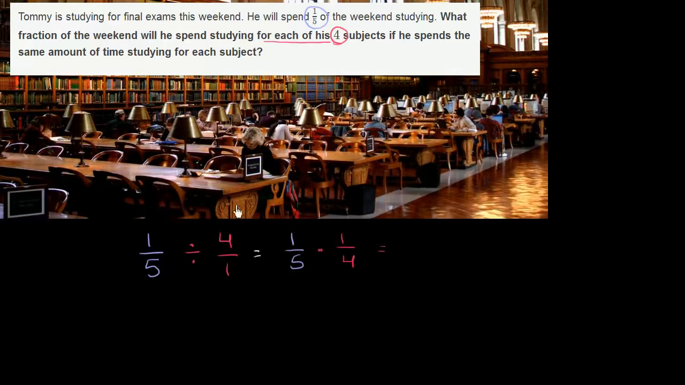But here we multiply our numerators to get 1. And then we multiply our denominators. 4 times 5 is 20. So you get 1/20th of the weekend will be spent studying for each subject.